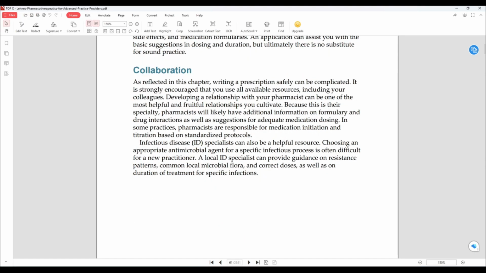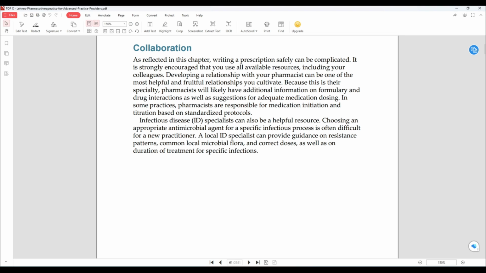Collaboration. As reflected in this chapter, writing a prescription safely can be complicated. It is strongly encouraged that you use all available resources, including your colleagues. Developing a relationship with your pharmacist can be one of the most helpful and fruitful relationships you cultivate, because this is their specialty. Pharmacists will likely have additional information on formulary and drug interactions, as well as suggestions for adequate medication dosing. In some practices, pharmacists are responsible for medication initiation and titration based on standardized protocols.